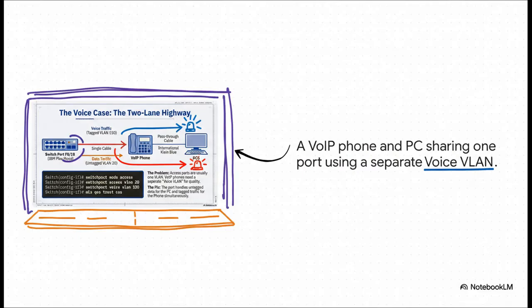Now, here's a scenario you will see all the time in the real world. VoIP phones. The phone often sits on the desk, and the user's PC plugs into the back of the phone. So how do you handle that? You want the phone's traffic on a high-priority voice VLAN and the PC's data on a normal data VLAN. Well, you can configure a single port to handle both. You just define a special switchport voice vlan. It's like creating a carpool lane for voice traffic on the same physical road.